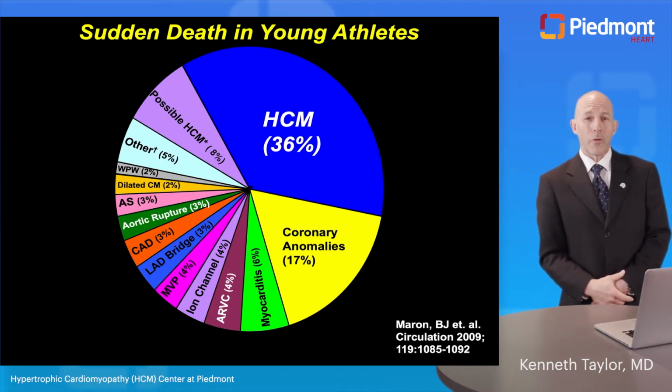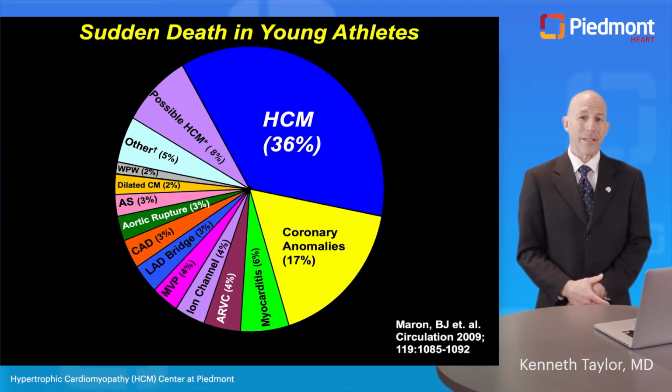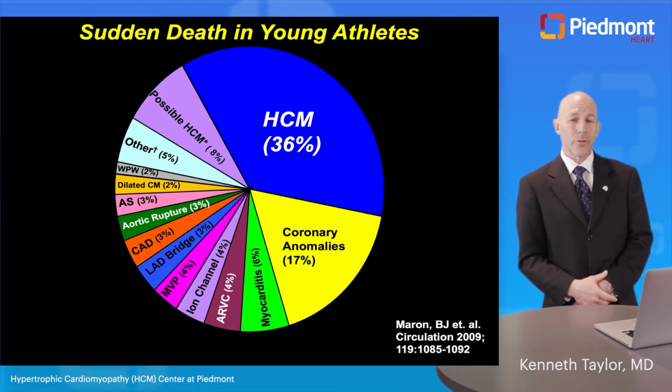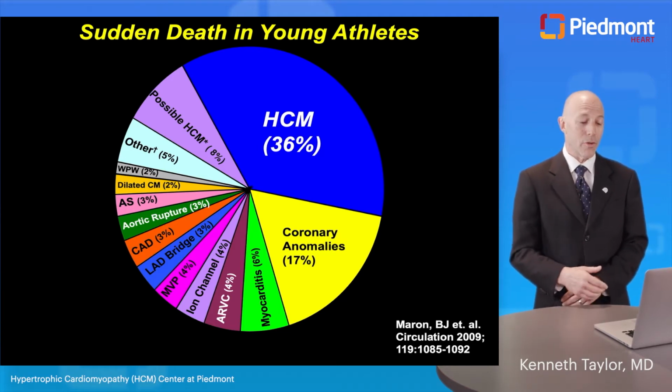Hypertrophic cardiomyopathy is the most common reason why young athletes die. And looking at this graph, you can see that almost 50% of the etiology of sudden cardiac death in young athletes is hypertrophic cardiomyopathy.